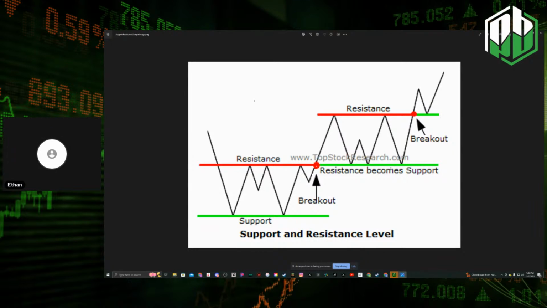I like to teach them as if you think about a building, you have floors and ceilings. And when you break through a ceiling, well, then that ceiling is now going to be a floor. And you can kind of see that here. When a resistance, this red line, breaks, it's now a support or a floor. So they go vice versa.